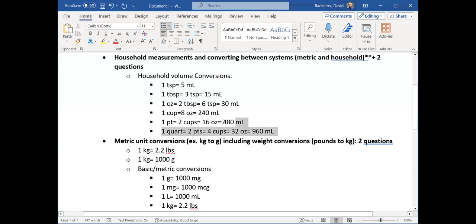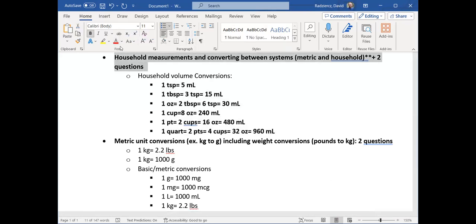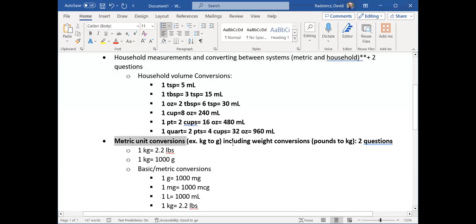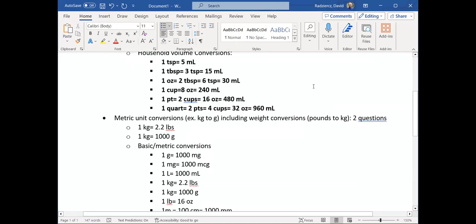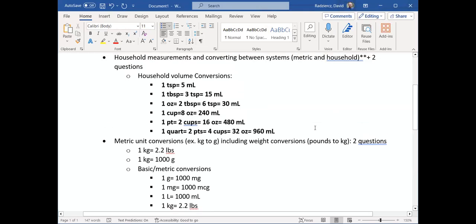So you need to memorize and you need to learn these things. They will not be given to you. Same thing is going to go for your metric conversions. And I'm going to edit some of these things because I think it's 5 questions, but we'll see here. I'll edit these.